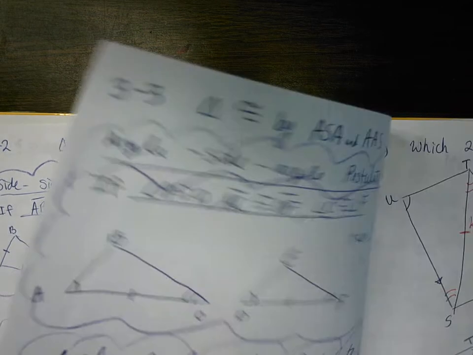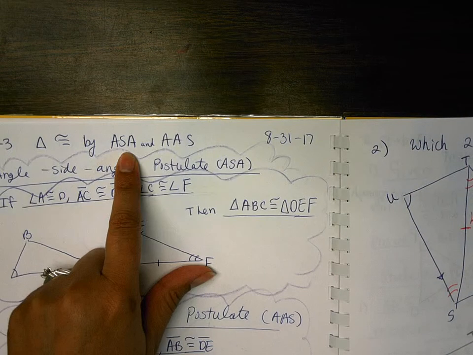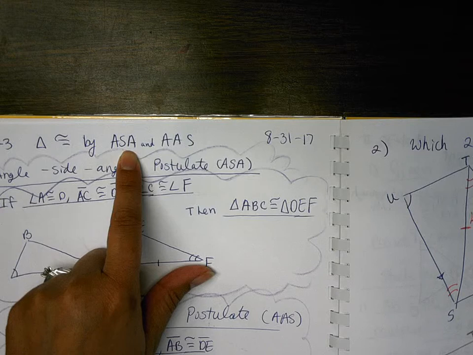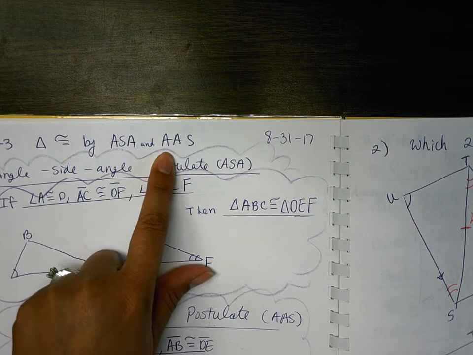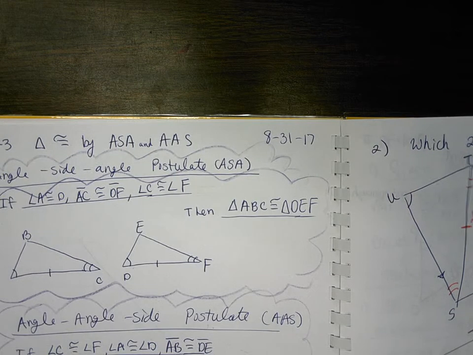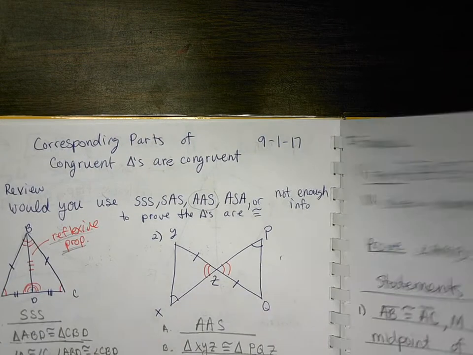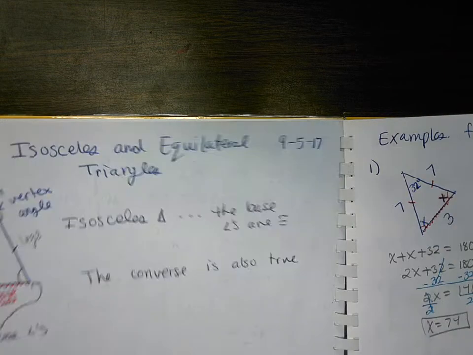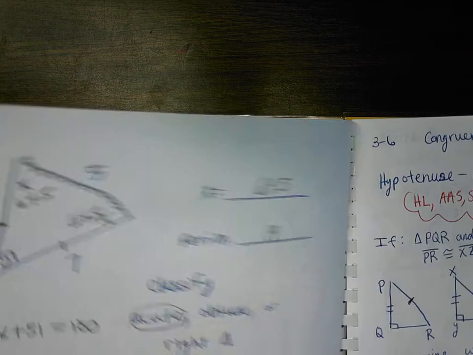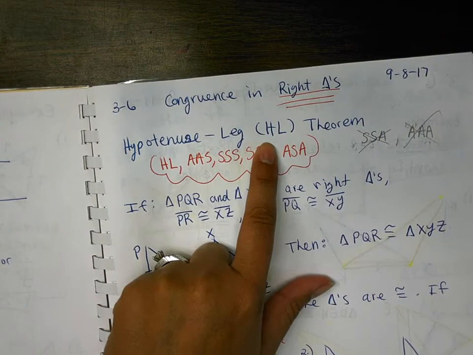Side, angle, side. And then we learned, what was that one? Angle, side, angle. Angle, angle, side. And then we learned one other one. Do you remember what it was? Started with an H. HL, good. Hypotenuse leg.